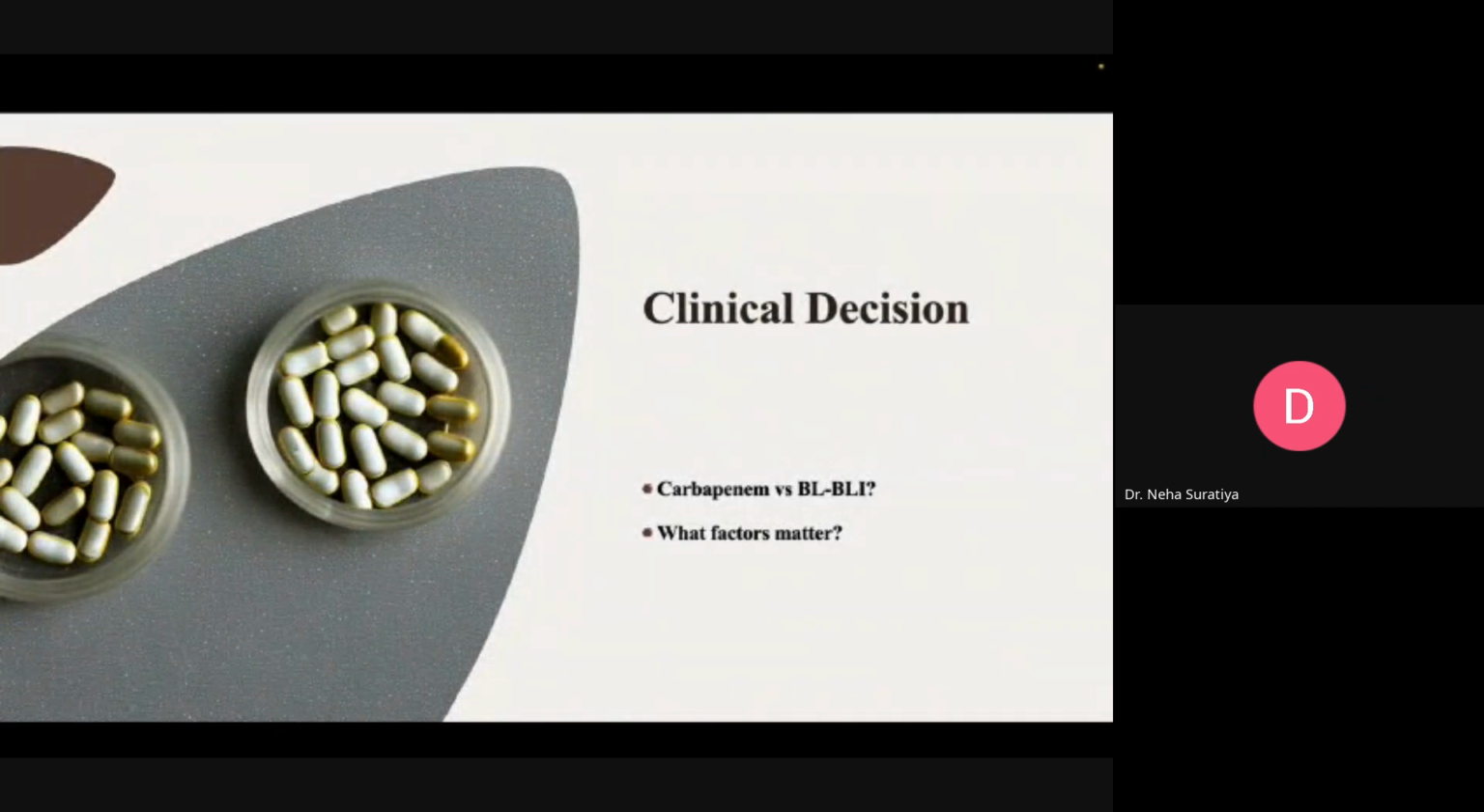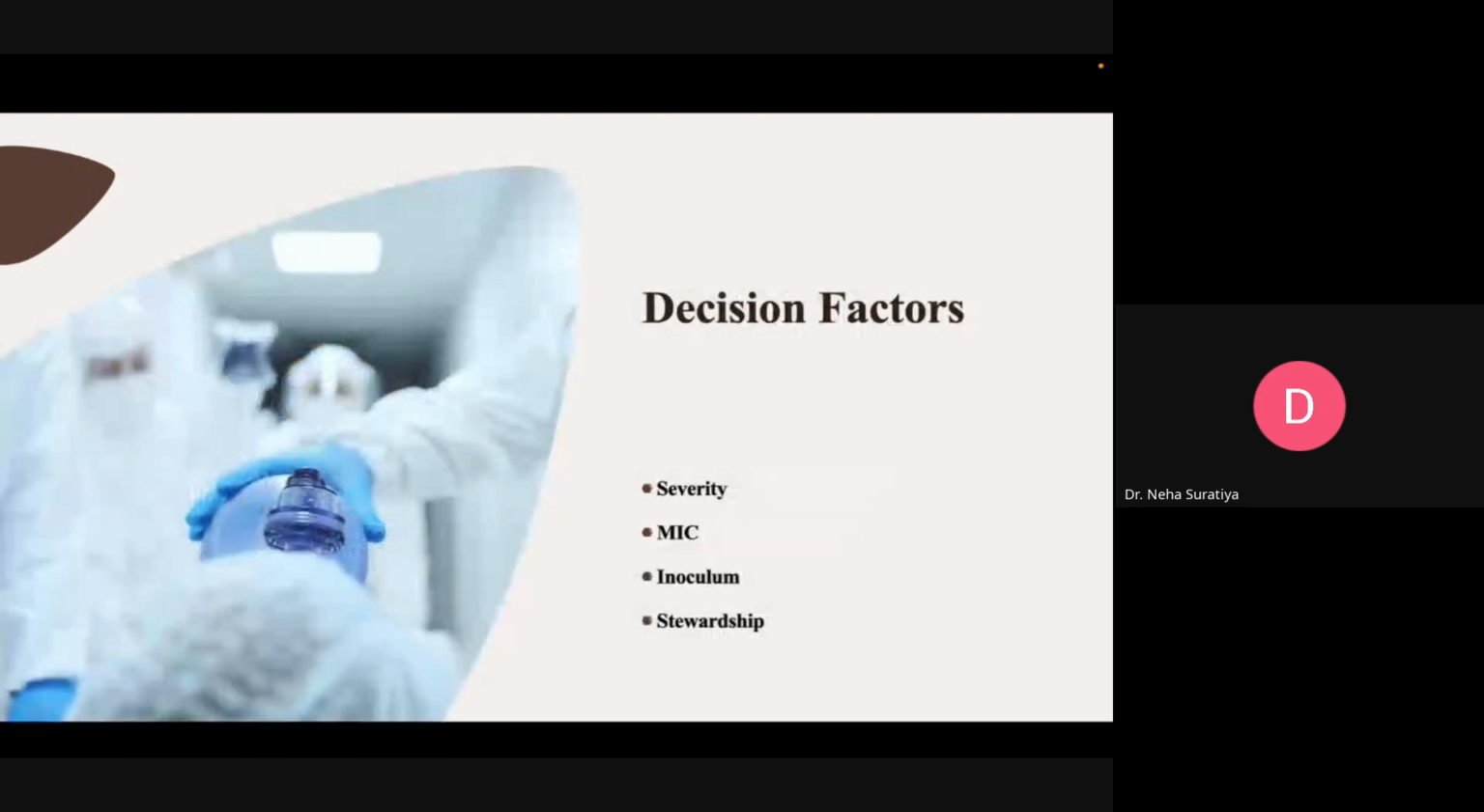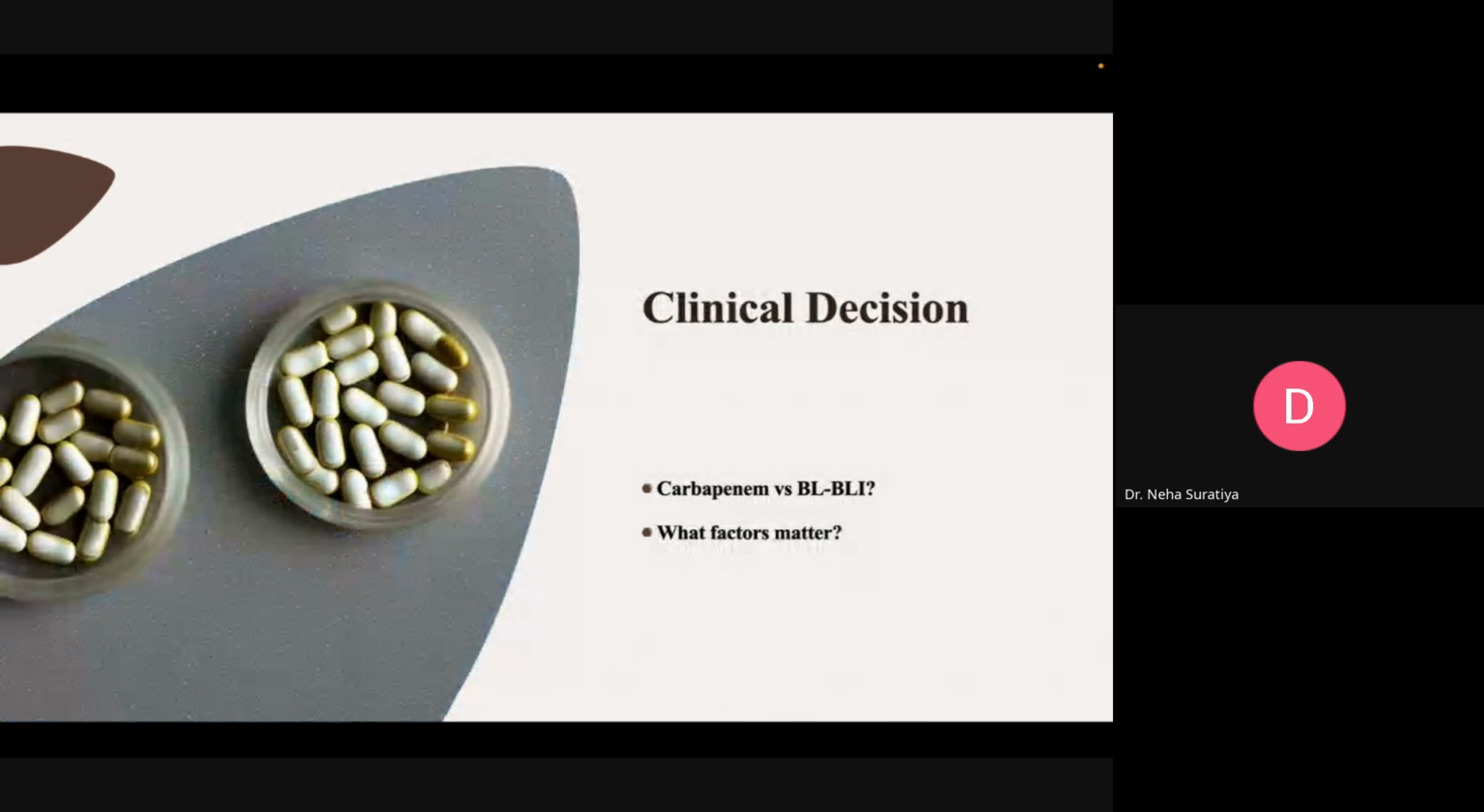The decision between carbapenem and BLBLI depends on patient stability, severity of infection, MIC value, risk of resistance, and stewardship goals as well. What exactly your goal is. So this slide reminds us that antibiotic choice is a clinical decision, guys, not a lab decision anymore. Okay, so carbapenem versus BLBLI and what factors matter. I already told you what factors matter. So we need to understand this slide, that these are the decision factors.